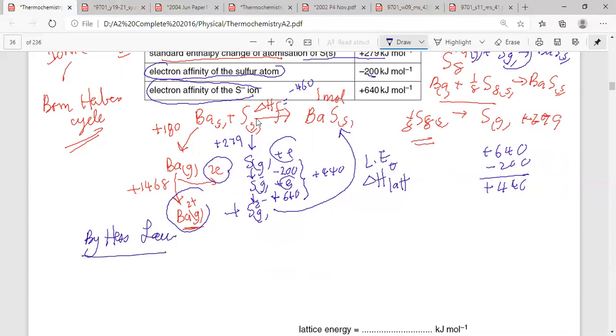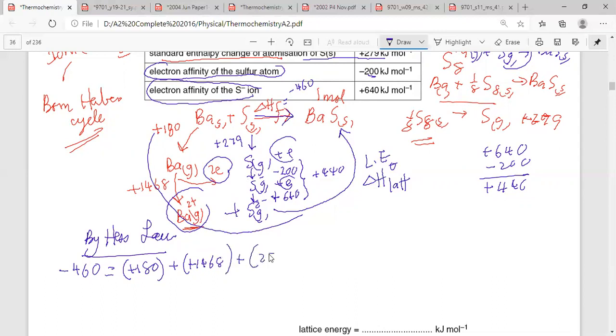Route 1, minus 460, equals route 2, all this from here to here. Let's look at the first one first. Barium, put a bracket, plus 180, plus 1468. Finish. Let's do the sulfur: plus 279, plus this whole thing, bracket, plus 440, plus lattice energy. Can solve or not?